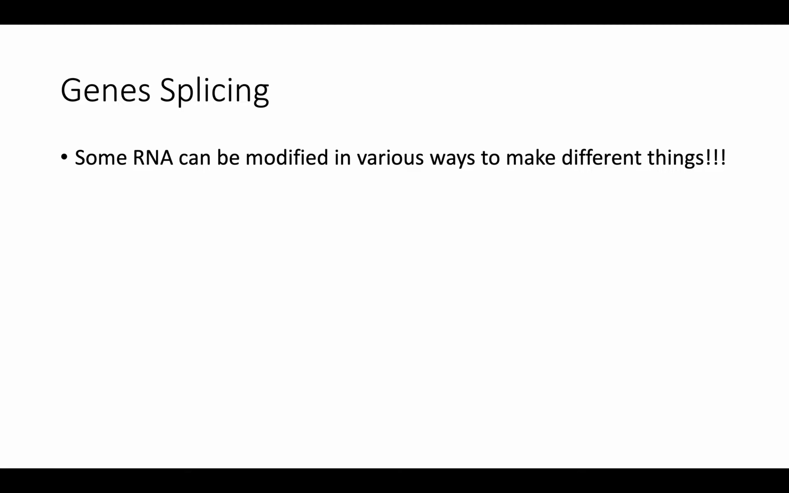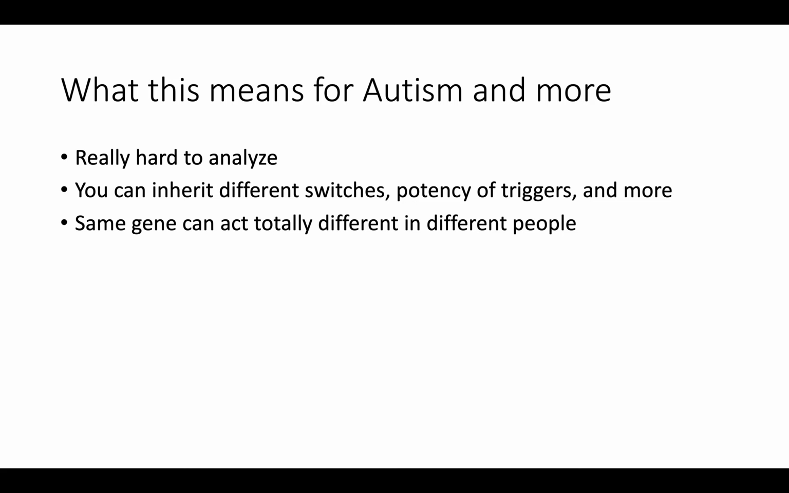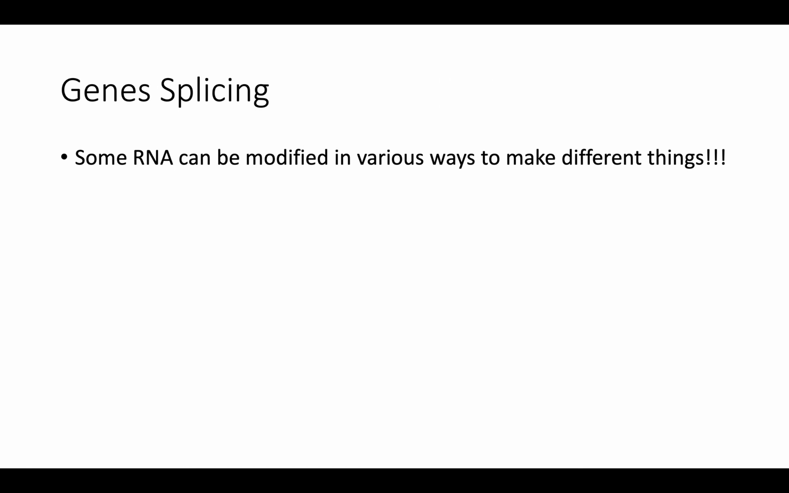an autism protein, so-called, and a non-autism protein. But in me, it only makes the non-autism one, and in you it makes the autism one, depending on all these other factors, leading to even more complications, making this whole thing hard to analyze. And autism is probably caused by many, many genes, and all the evidence is pointing to that.